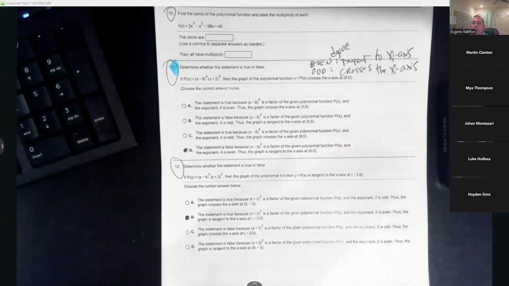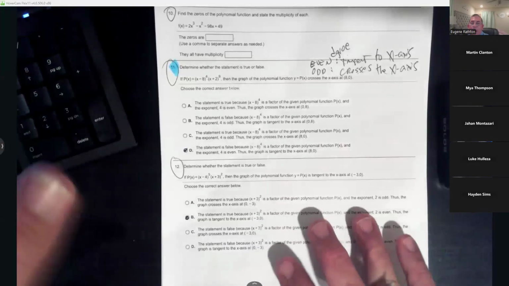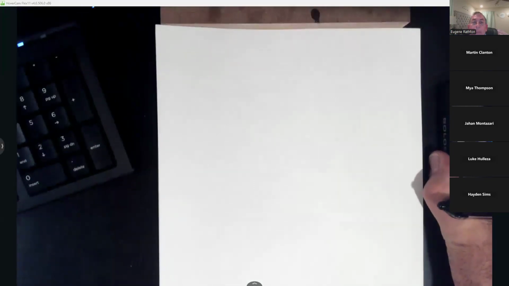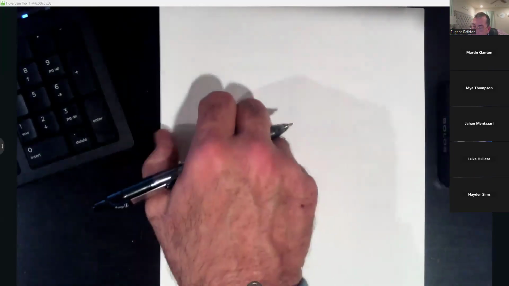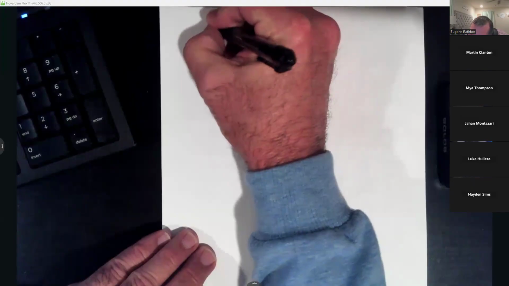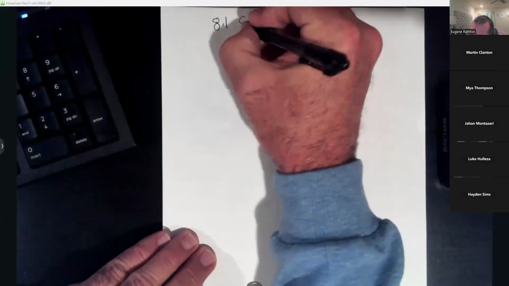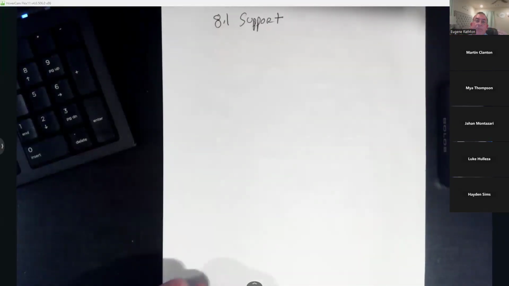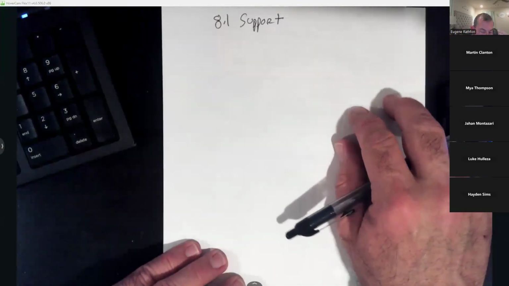But y'all, that was the end of the college algebra. So what I'm going to do is give you the stuff that you're going to need to do the support. So this is what you'll need to do, the 8.1 support. All right, so it's basically definitions.